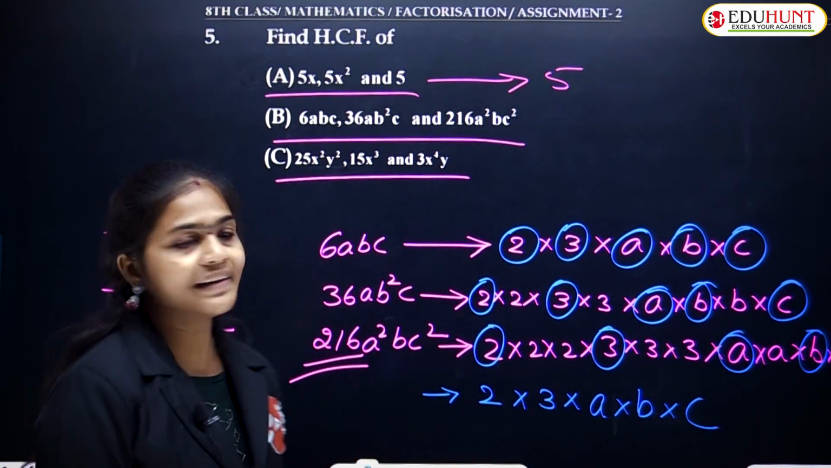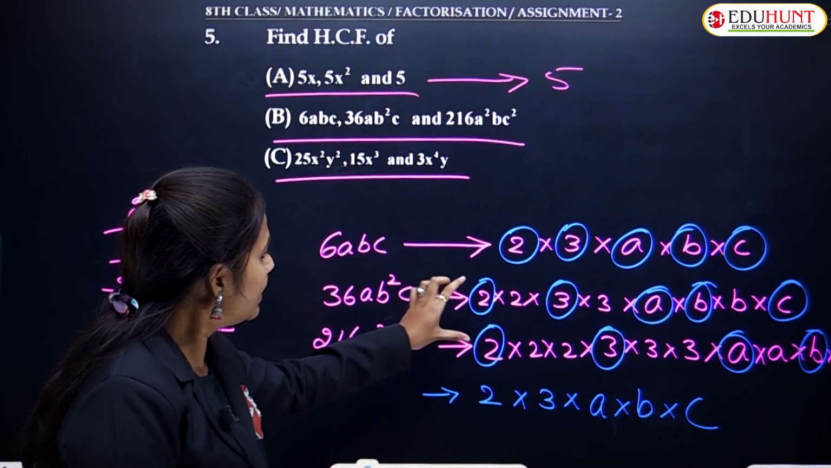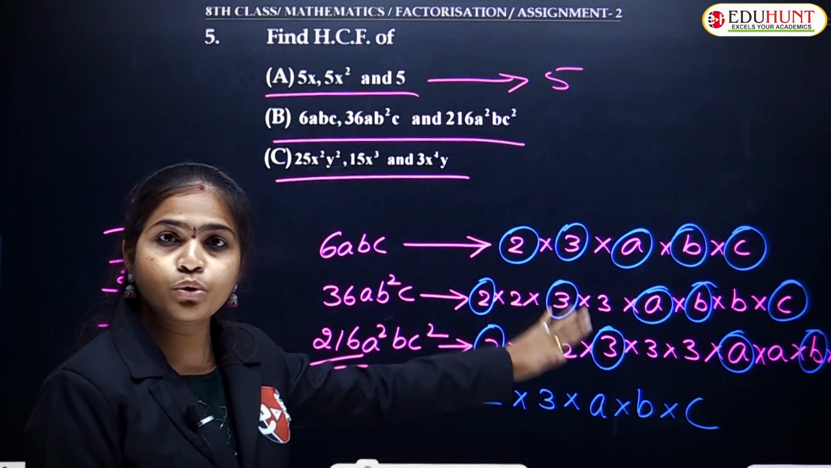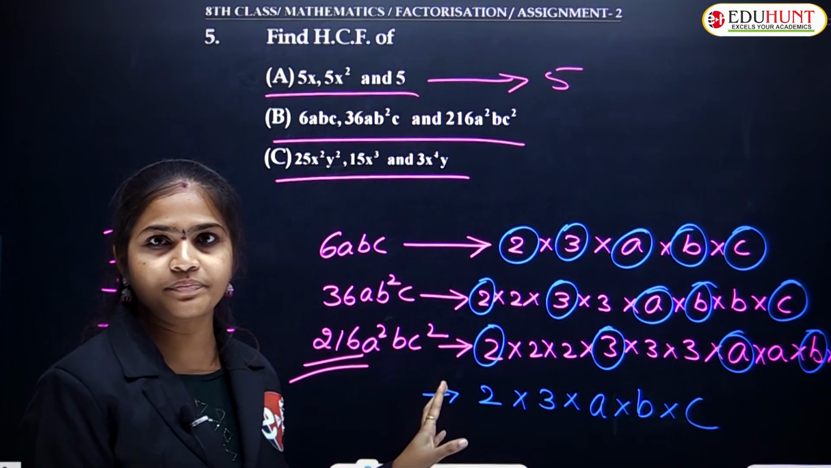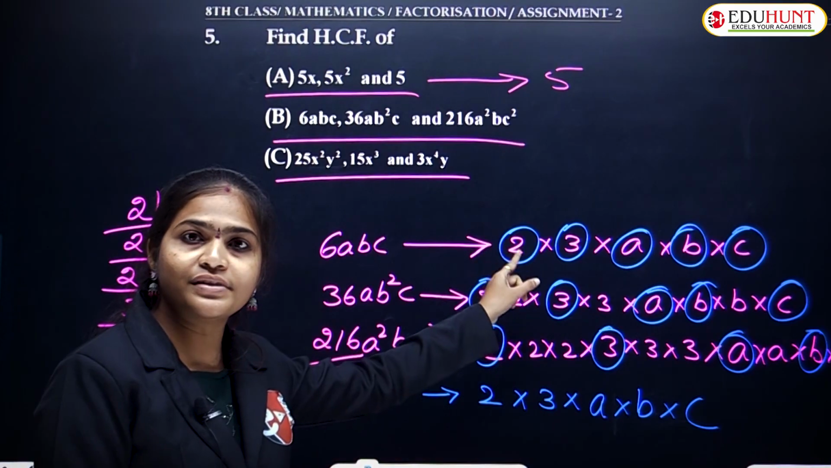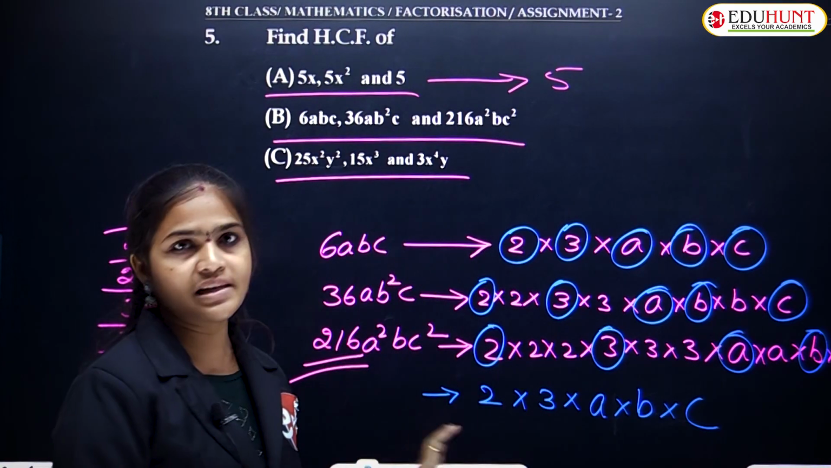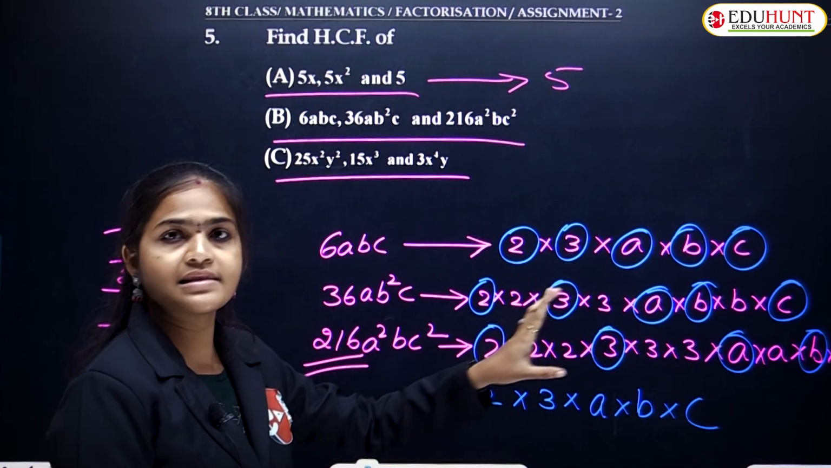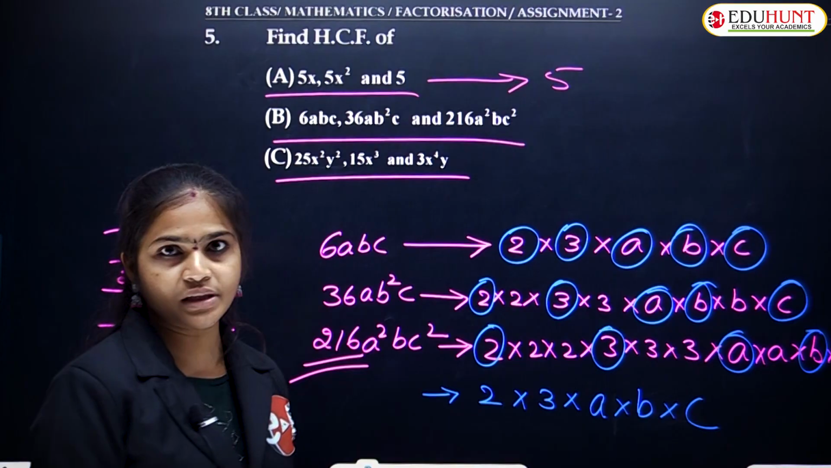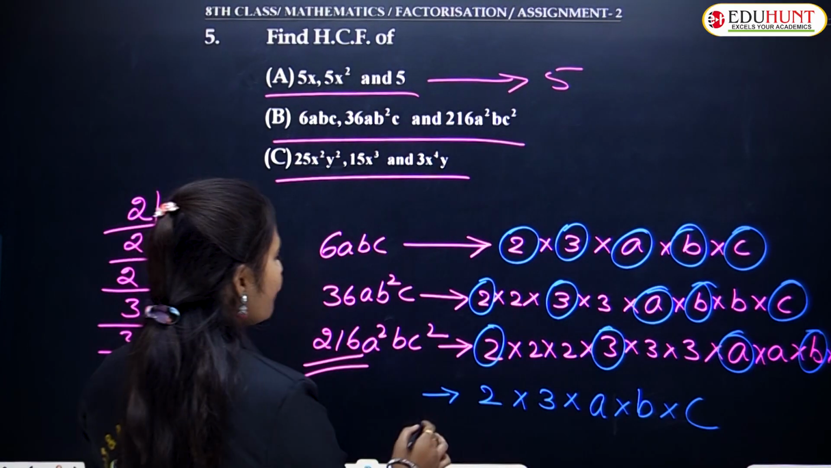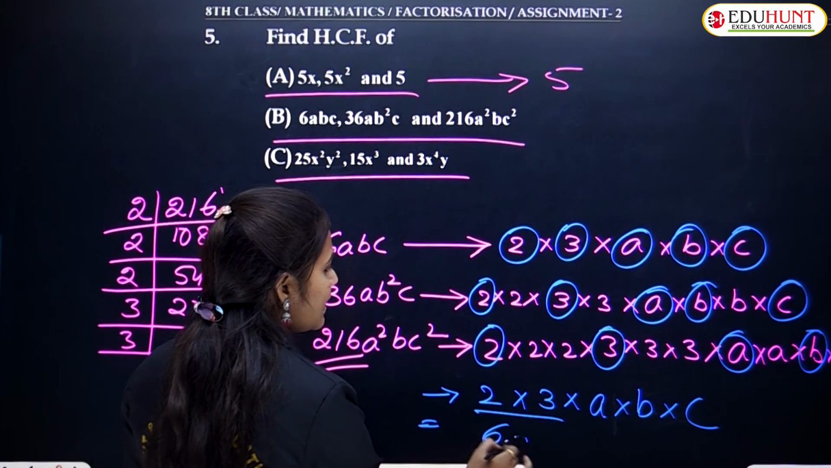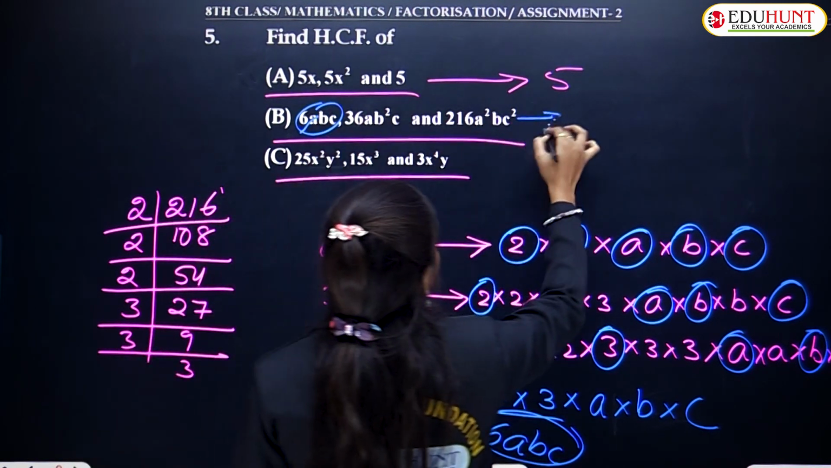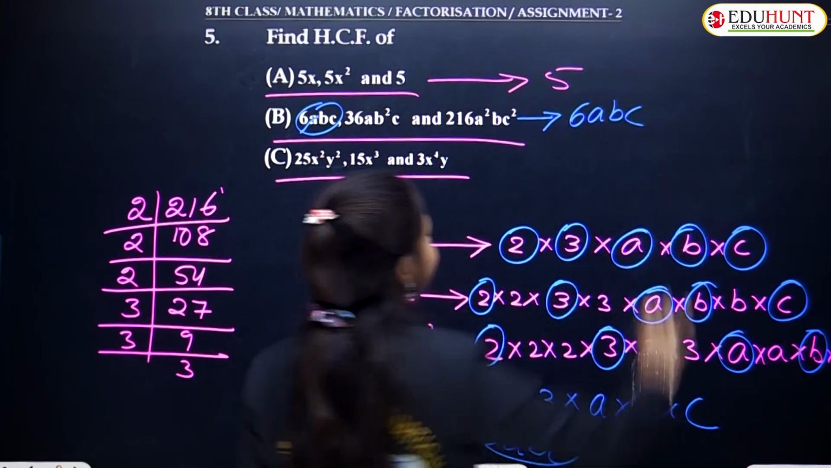Understand? Is there any other common factor? Just observe that while observing the second and third terms, we are having some other common factors, but those terms are not there in the first number. So which numbers or literals are in common, those values only we have to take to find the HCF. So finally here 2 3s are 6 a b c. So 6 a b c is the HCF. Answer is 6 a b c.